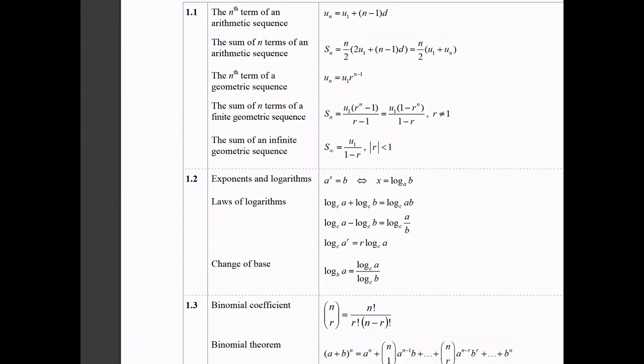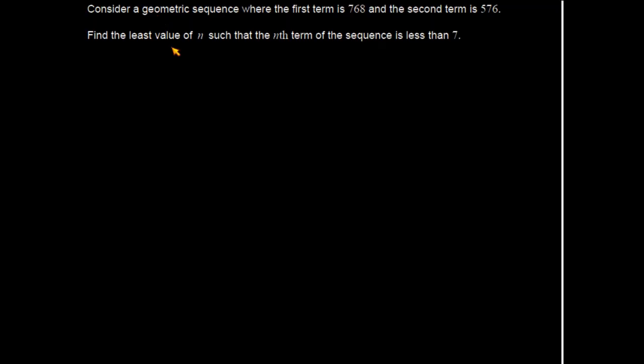So I'm just going to write that down on the other page. So un is equal to u1 r to the n minus 1. So this here means the nth term, which we're talking about here. This u1 means the first term, which would be this one, 768. R here is the common ratio in the geometric sequence, which we can calculate in a minute. And then here n will be the number of the terms. So this is what we've got to try to find. So we're always trying to find n, putting in the values here.